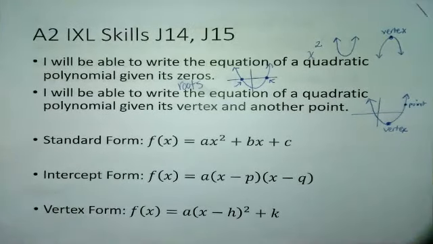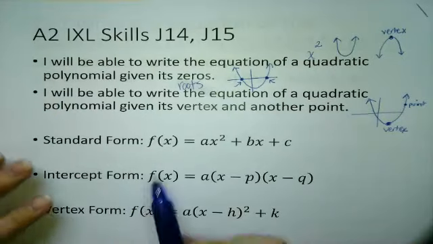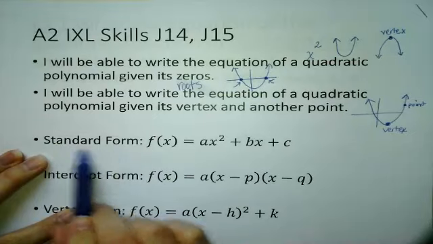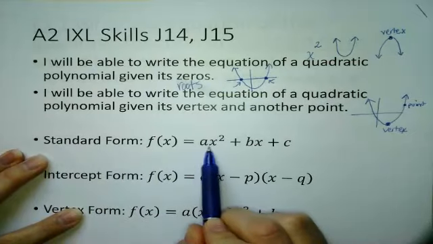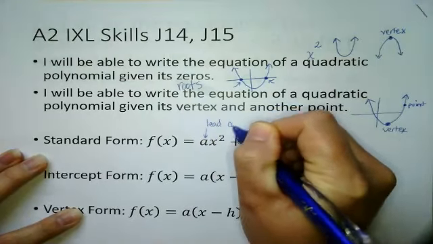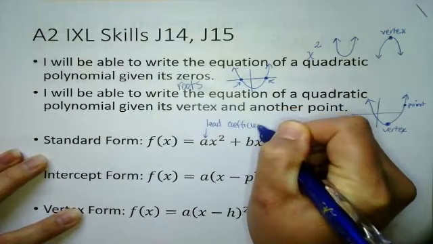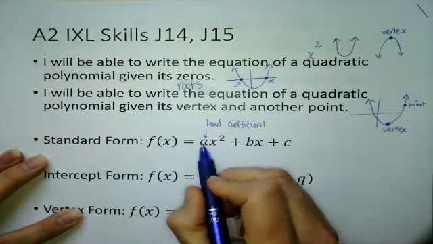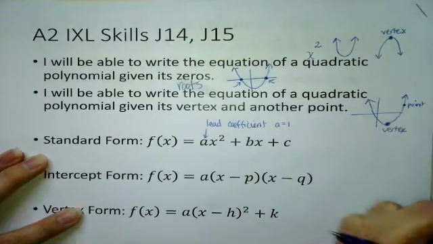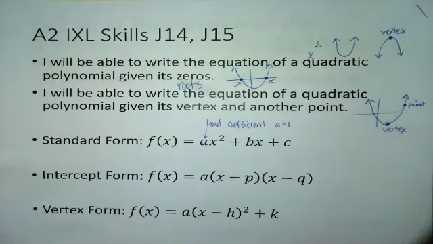And so you want to pay attention when you're doing these skills today to what form they want your answer in. First of all, they're going to say write an equation in standard form. Standard form is where you've got all your ducks in a row. Everything is multiplied out, and we've got our leading term. This is called the leading coefficient. And if they tell you that they have a leading coefficient of 1, then they're telling you that a is equal to 1. So a lot of your problems today, they're telling you that a is equal to 1.